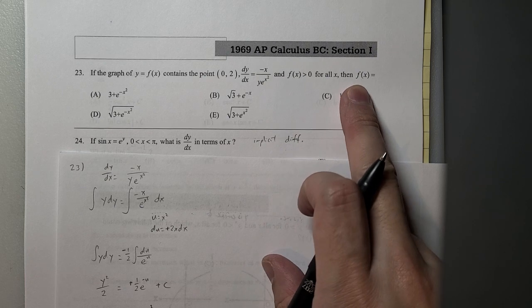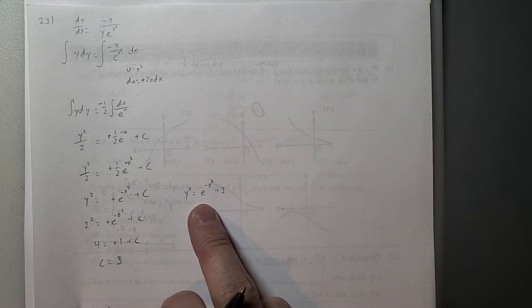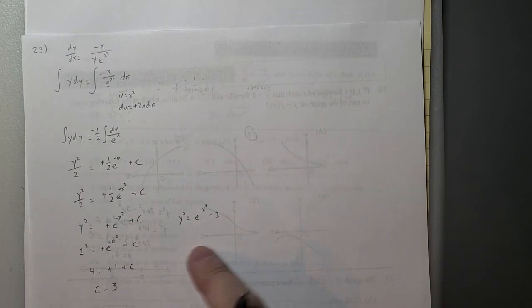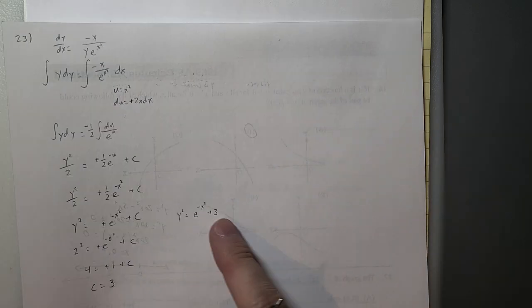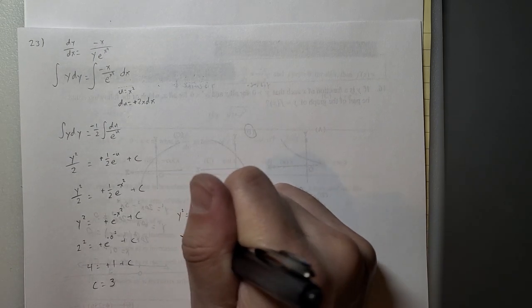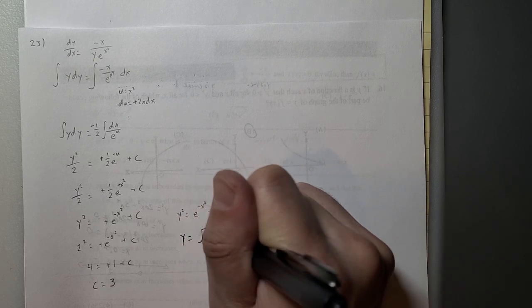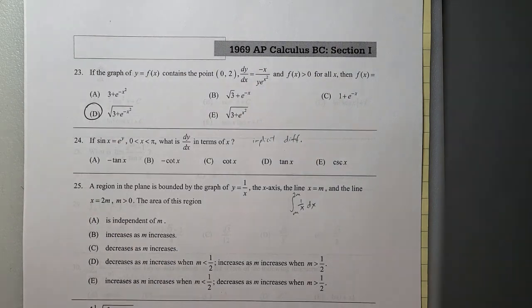We're asked for y or f, so y would be the square root, right? Technically, it's plus or minus the square root of this guy, but it says f is greater than 0, so it'll just be the positive. So square root of e to the minus x squared plus 3. So let me write that down. Okay? So that's D.